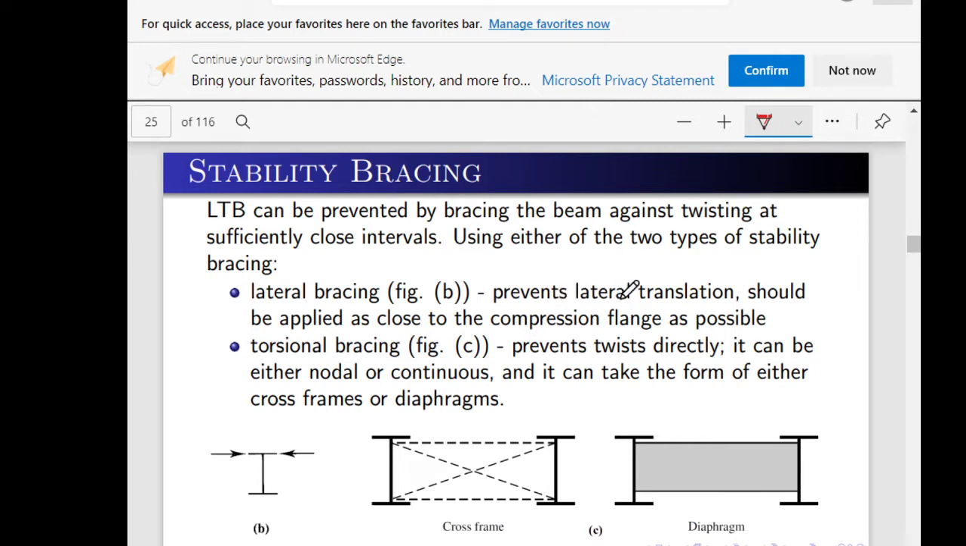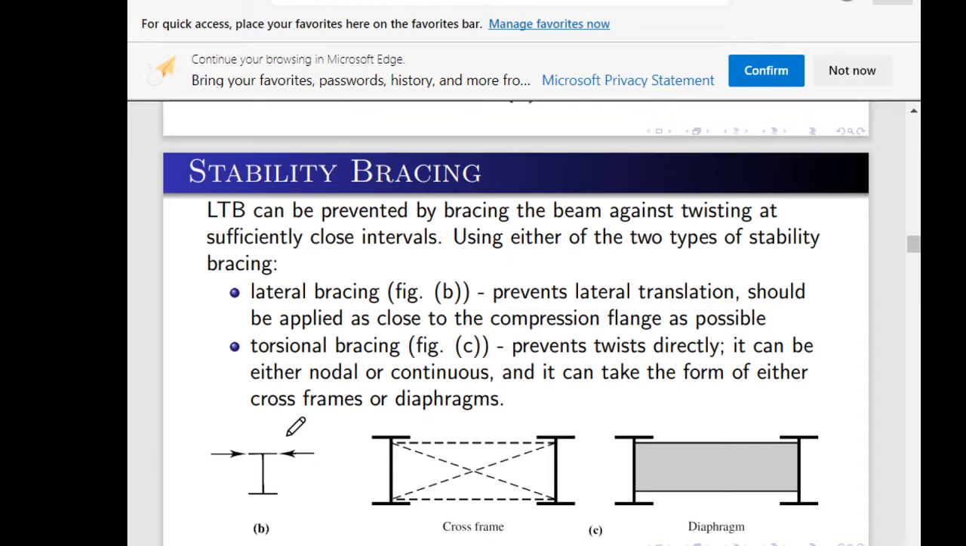Now, this prevents lateral translation. It should be applied as close to the compression flange as possible. So, to prevent lateral movement, meaning side to side, sideways, you have to brace it near the flange. It is connected to the flange, as close to the compression flange as possible.